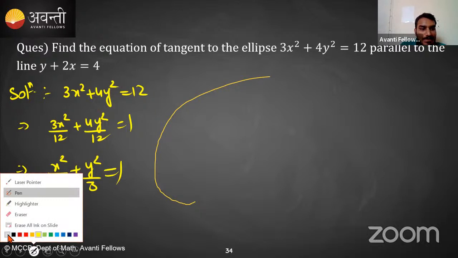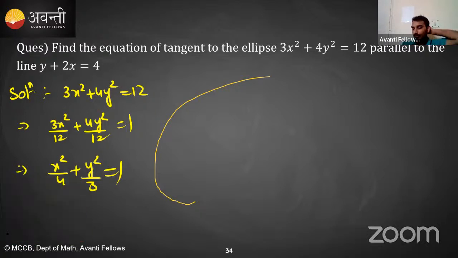कैन एनीबॉडी टेल मी द एक्सेंट्रिसिटी ऑफ दिस इलिप्स. आई एम गिविंग यू 10 सेकंड. 10 सेकंड भी बहुत ज्यादा है एक्चुअली. क्वेश्चन ने नहीं पूछा, जस्ट फॉर द प्रैक्टिस आई एम आस्किंग. एक्सेंट्रिसिटी अगर किसी ने पूछ लिया, व्हाट इज द एक्सेंट्रिसिटी. स्टूडेंट्स, टेल मी द आंसर. एक्सेंट्रिसिटी ऑफ दिस इलिप्स इज, एक्सेंट्रिसिटी कितना आ गया, अंडर रूट ऑफ 1 माइनस 3 बाई 4 मीन्स 1 बाई 2.